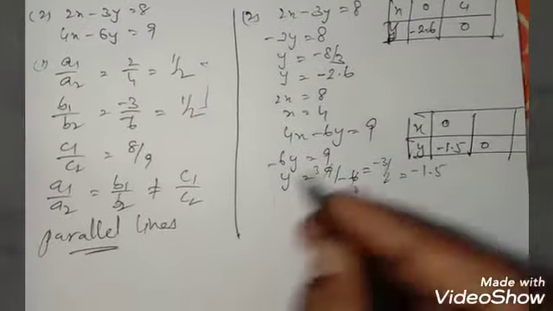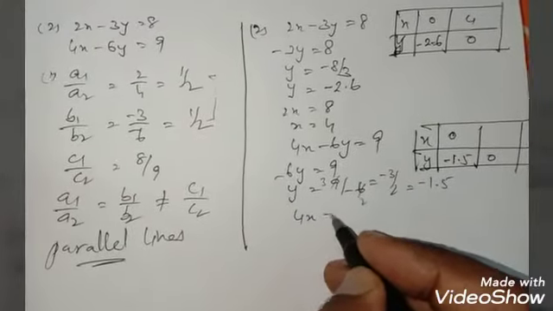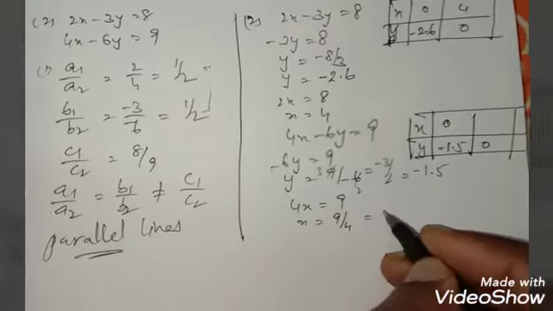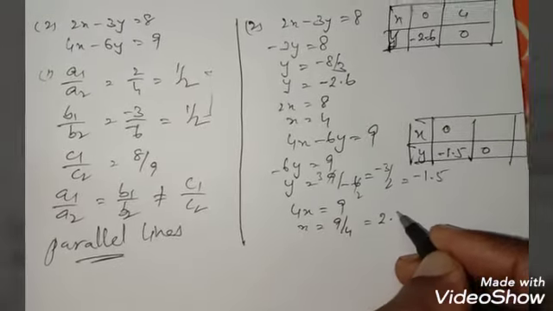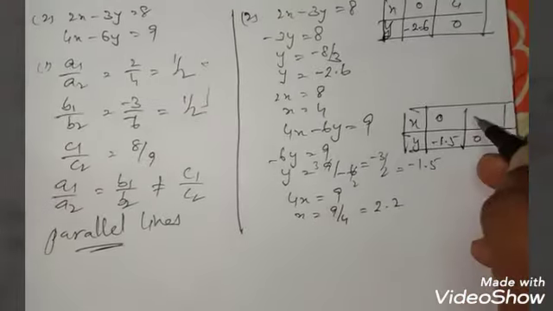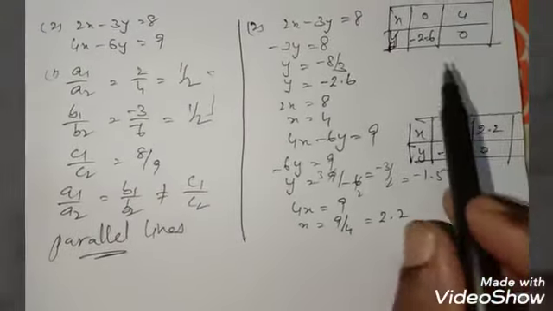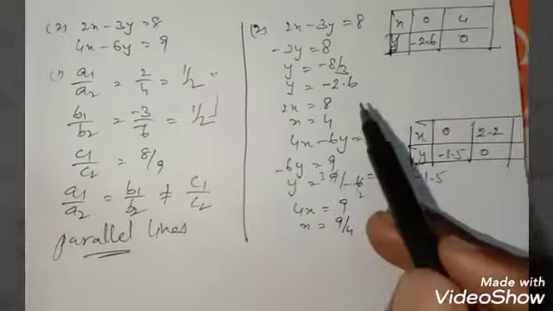Next, substitute y equal to 0. y equal to 0 means 4x equal to 9. So x is equal to 9 by 4, which is 2.25, about 2.2. So like this we are finding the intercept points of this linear equation. This is your second step.